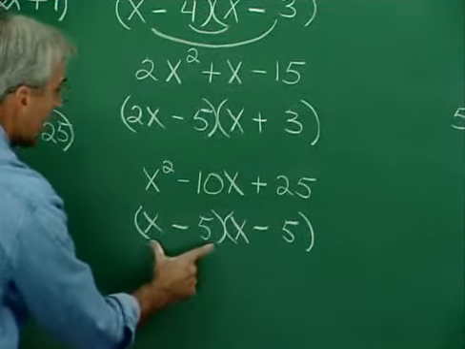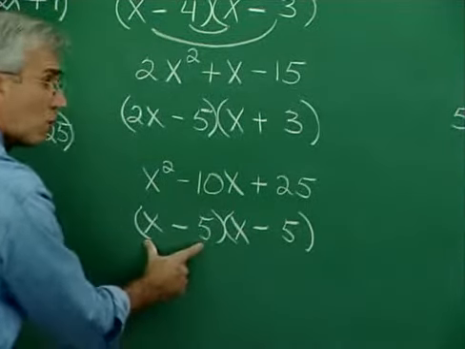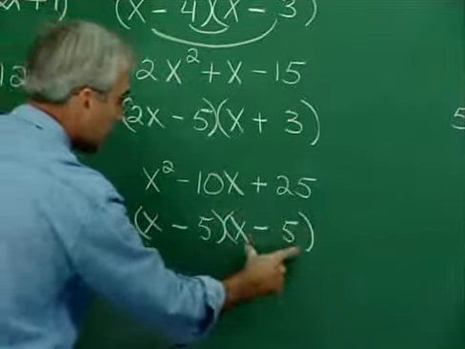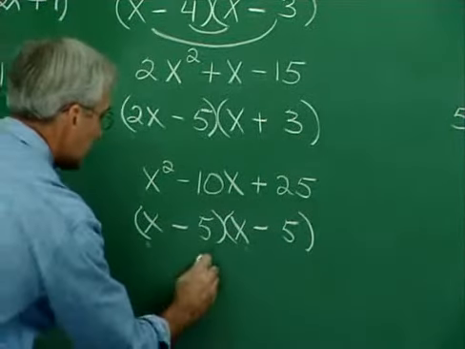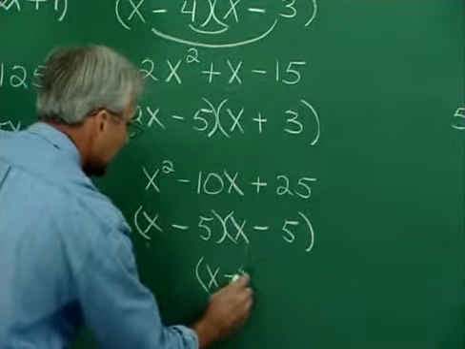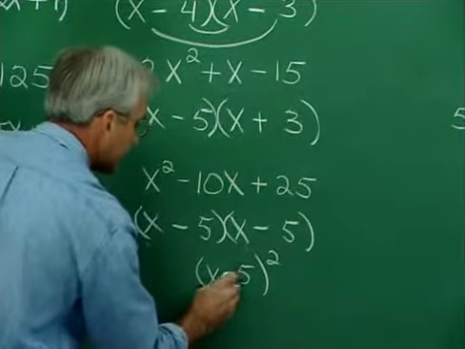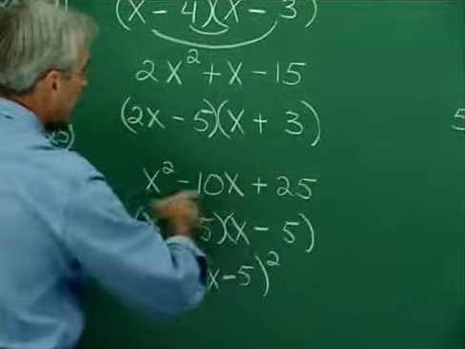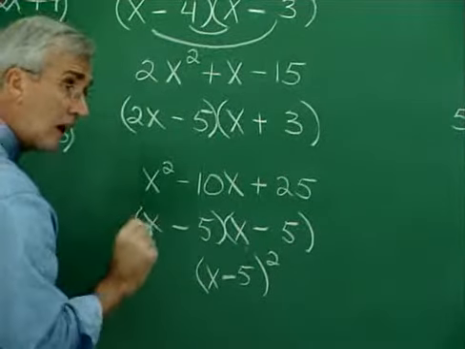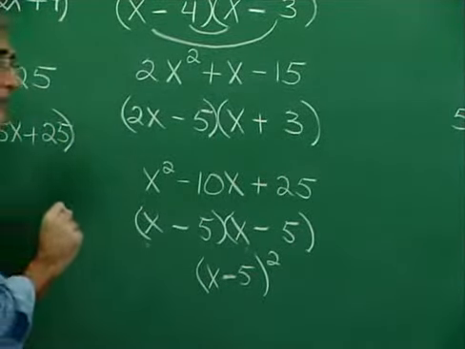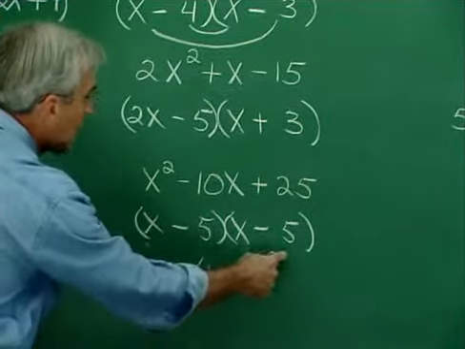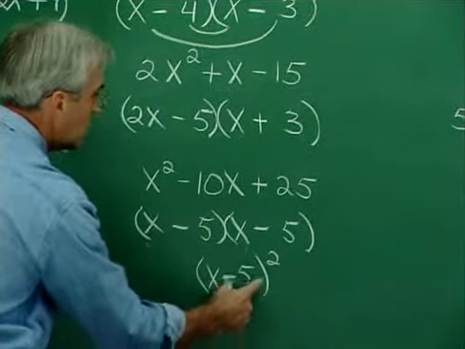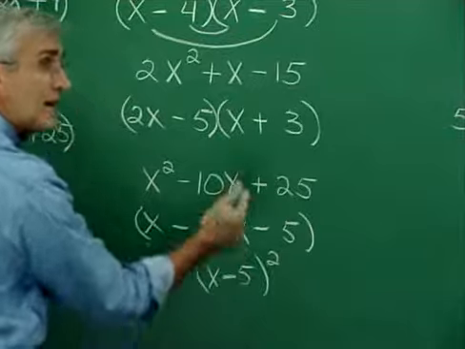We notice that we have a couple of binomials times one another. That is, we have the same binomial appearing as a factor twice, and we can indicate that as x minus 5 all squared. Now, this is called a perfect square trinomial because it comes to us as the square of a binomial. So we have a binomial squared giving us a square.